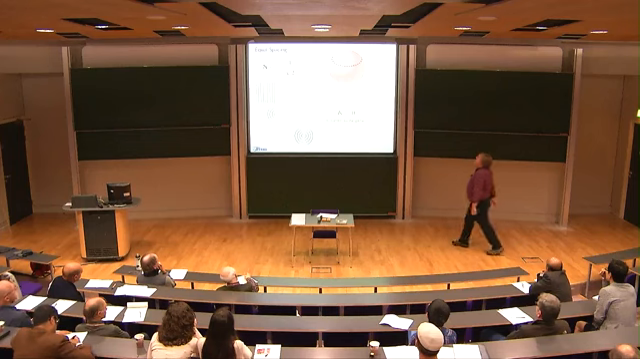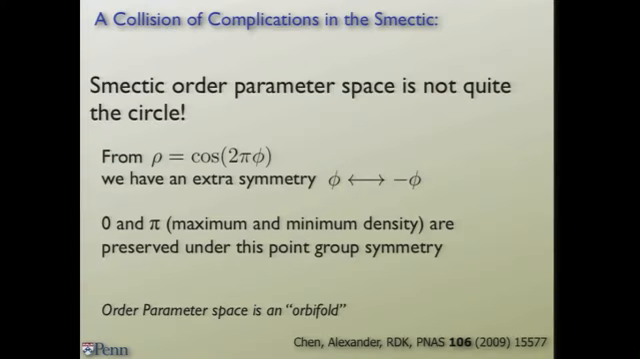So focal lines, I let the cat out of the bag. First of all, I mentioned this at the beginning. When I talked about the topographical maps, I said you can't tell a basin from a peak in a smectic. That's because there's this extra symmetry. The smectic has this up-down symmetry. And so let me tell you what that means.